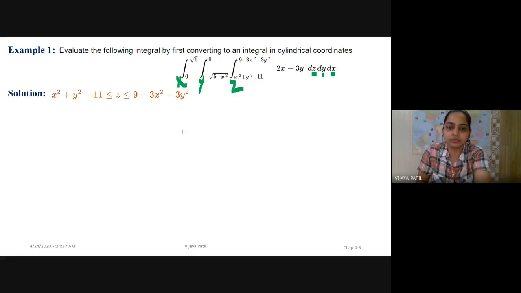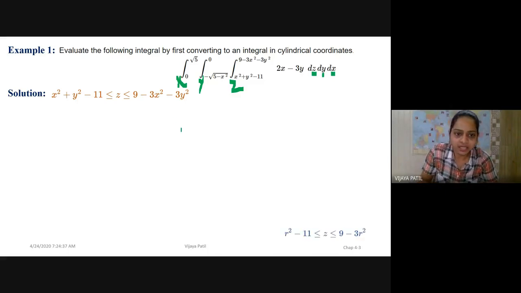Now if we observe, it's x square plus y square minus 11. We have seen the cylindrical coordinate system, where x square plus y square gives me r square. So this will give me r square here. And if we put the other two terms in brackets, taking 3 out, x square plus y square in the bracket is nothing but 3 r square.